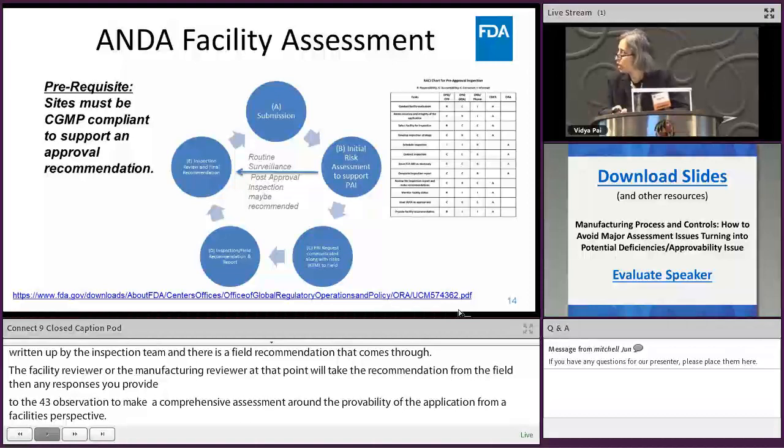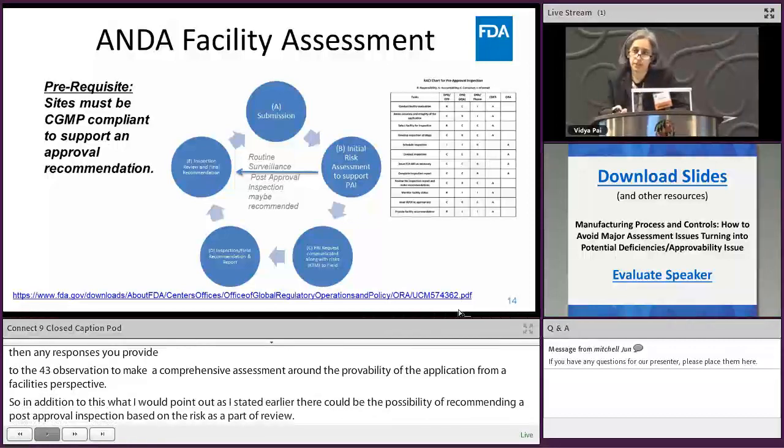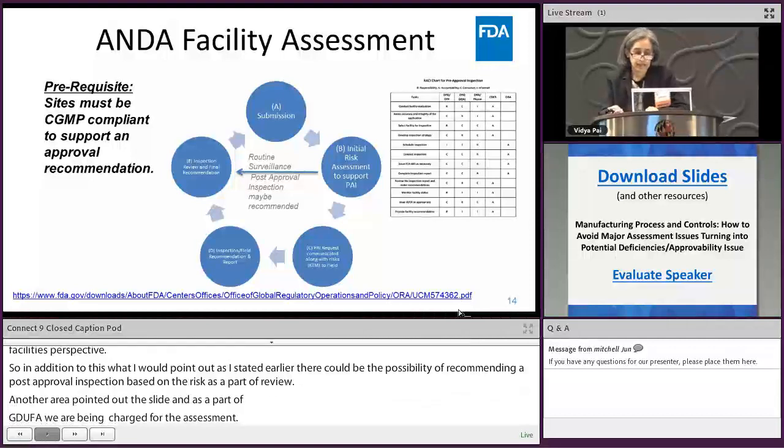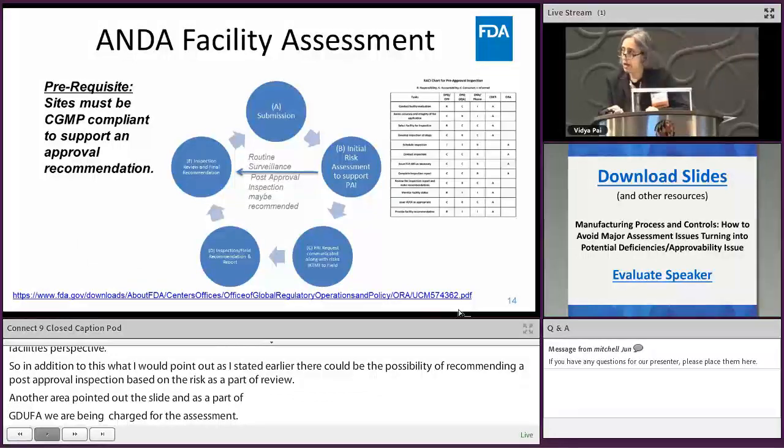Another area that's not pointed out in this slide, and that as part of GDF 2 we have been charged with, is participating in a pre-facility correspondence assessment. So this is a PFC assessment that is done pre-submission. It allows us to be ready for the reduced timelines associated with applications that are supported by PFCs.